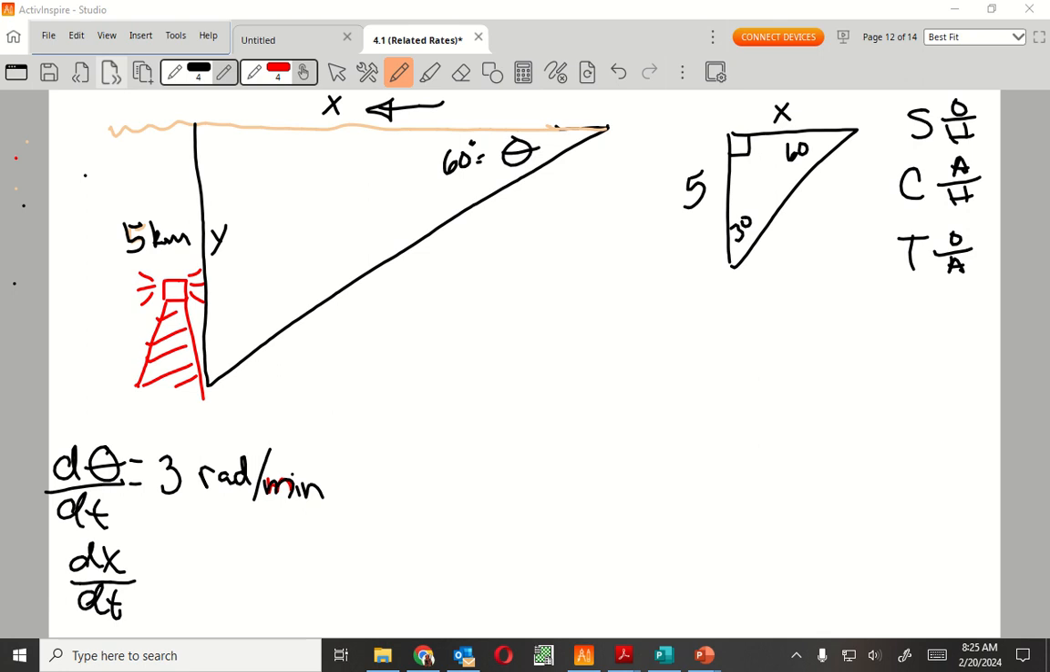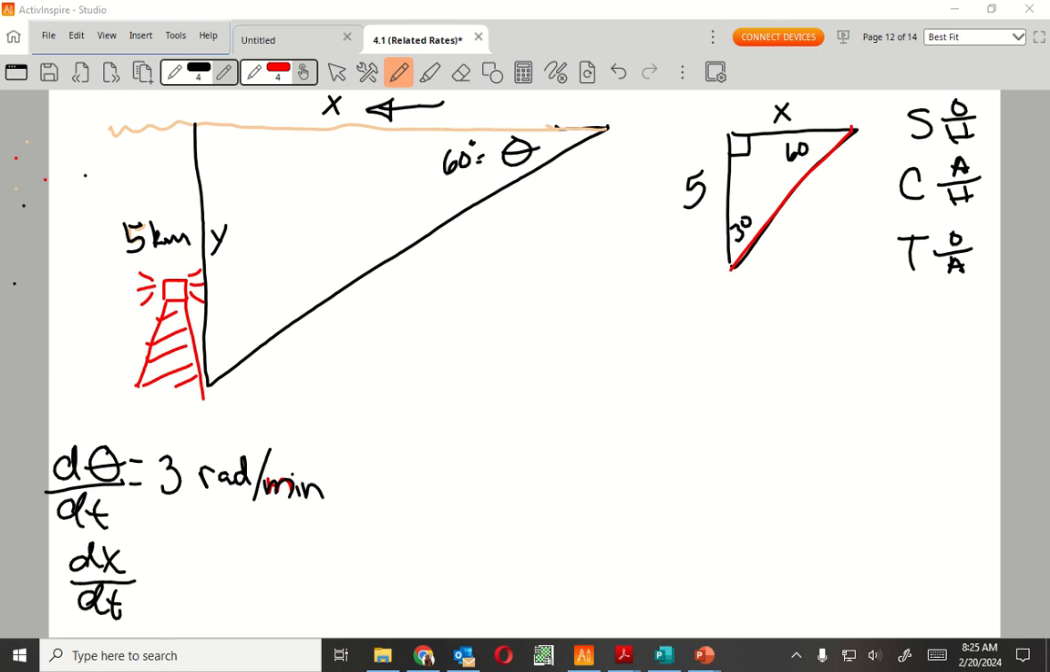Okay. Now, serious question here. You ready? If you're using sine, you would have to have the hypotenuse, right? So, do I need that side right there? No. I don't have it, and I don't need it. That's important. The x, I don't have it, I do need it.